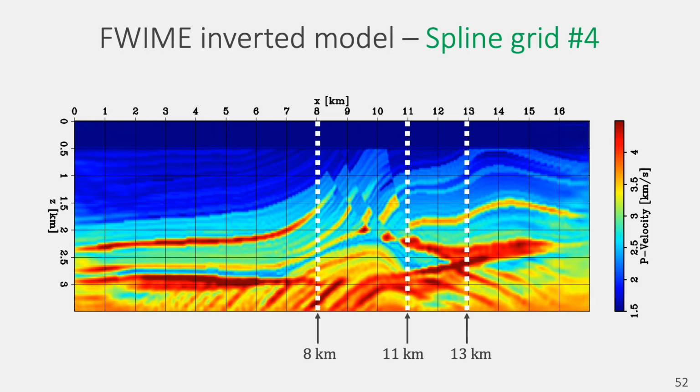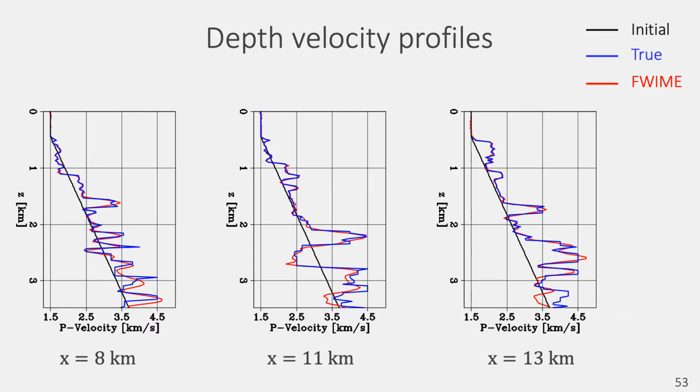And now we're going to assess the quality of our inverted model at 3 key horizontal positions: 8 kilometers, 11 kilometers, and 13 kilometers. These 3 panels are depth velocity profiles extracted at x equals 8, 11, and 13 kilometers. The initial model is represented by the black curve, the true model is shown in the blue curve, and the inverted model is in the red curve. We can see that our recovered solution is excellent even in the deeper regions of the model.